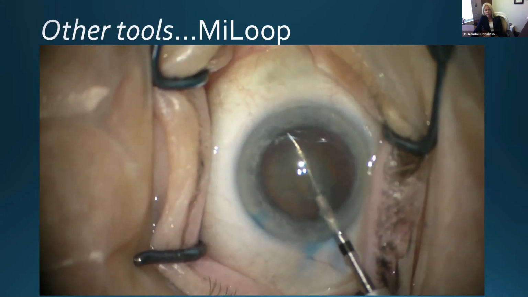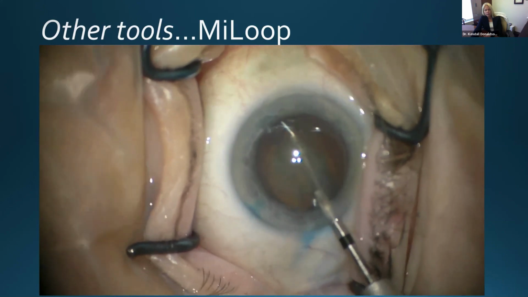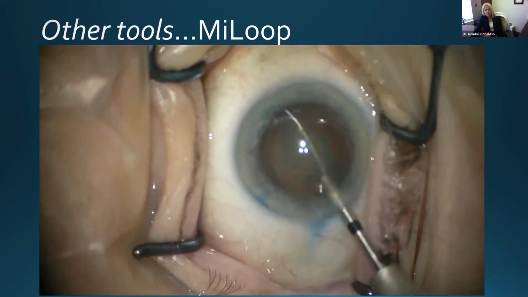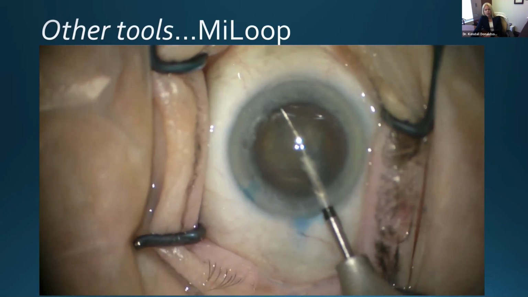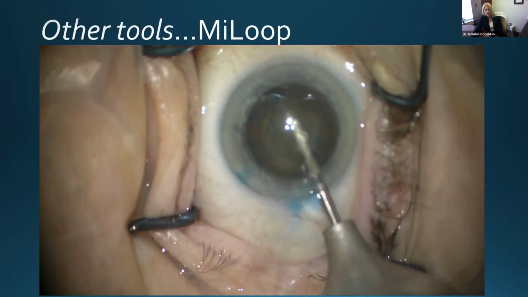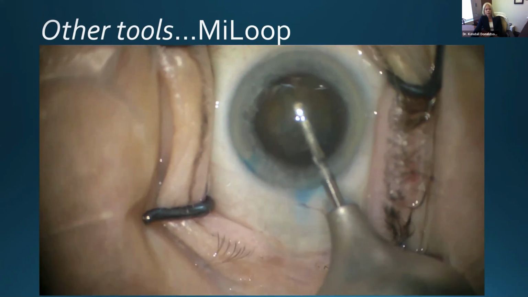Yeah, it went all the way across, and then once it's gone all the way across in a sweep, you go back to the center. Going back to the center there, and then always use a second instrument at this point. Otherwise, the my loop will drag the material into the anterior chamber.